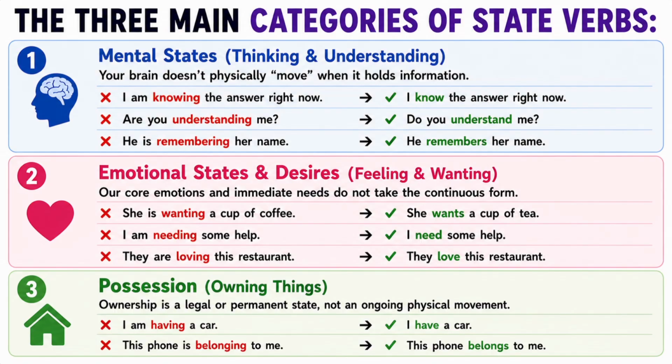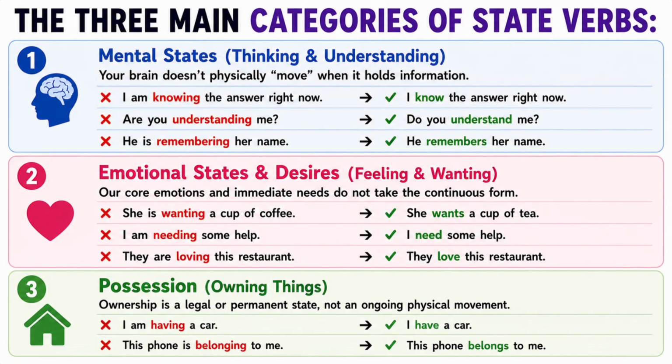The second category is emotional states and desires, or feeling and wanting. These sentences are incorrect. She is wanting a cup of coffee. I am needing some help. They are loving this restaurant. The correct sentences are, she wants a cup of coffee. I need some help. They love this restaurant.